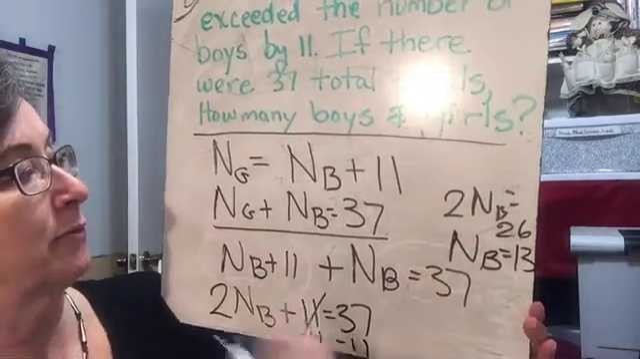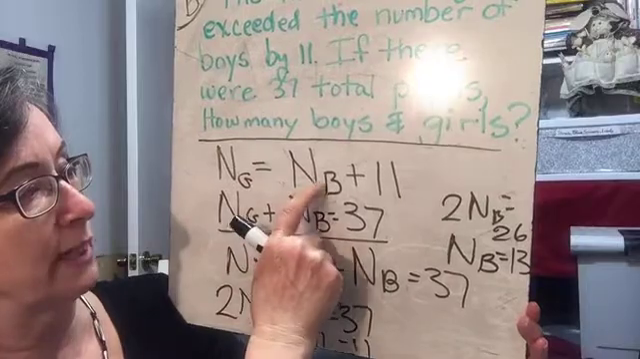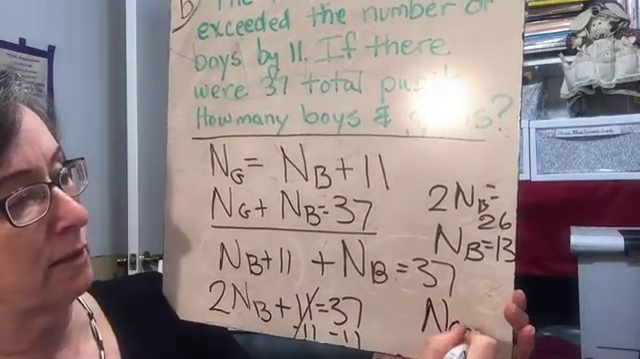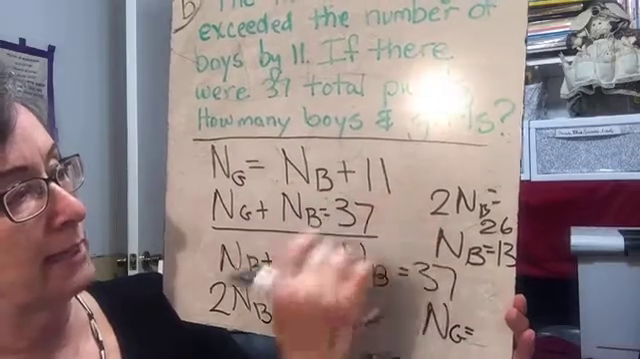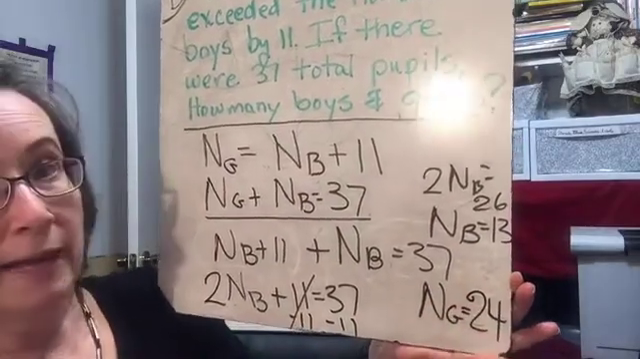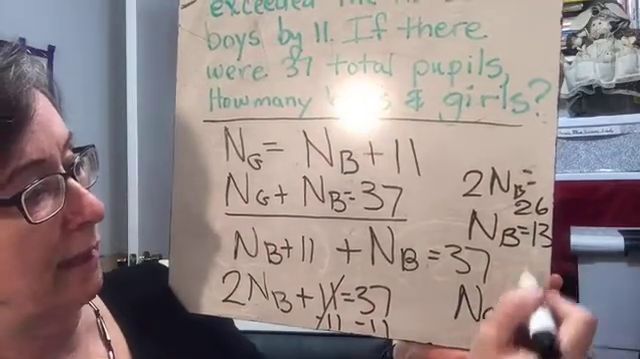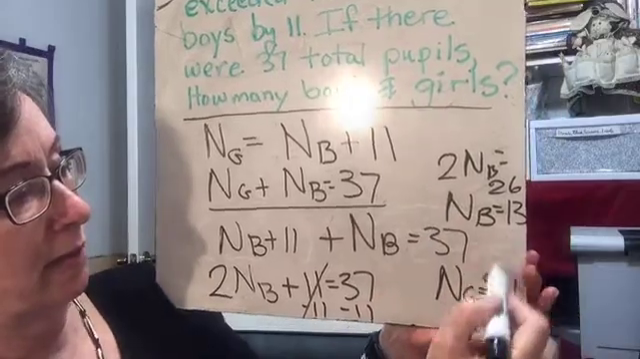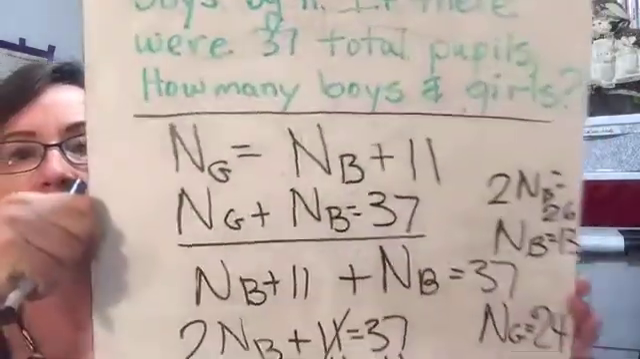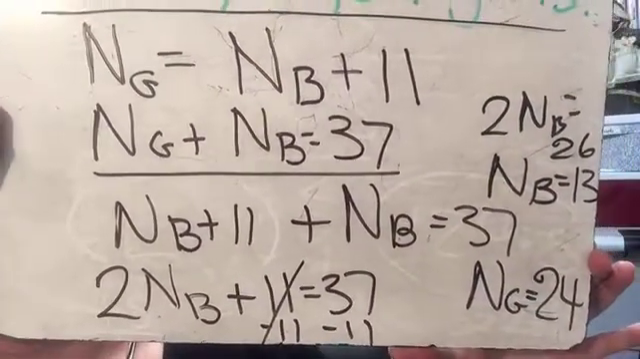Okay, now number of girls is more. So number of boys, 13 plus 11, means that the number of girls is going to be 13 plus 11, which is going to be 24. And then I check, do these total together give me 37? And 13 plus 24 is indeed 37. So that is our last practice problem.